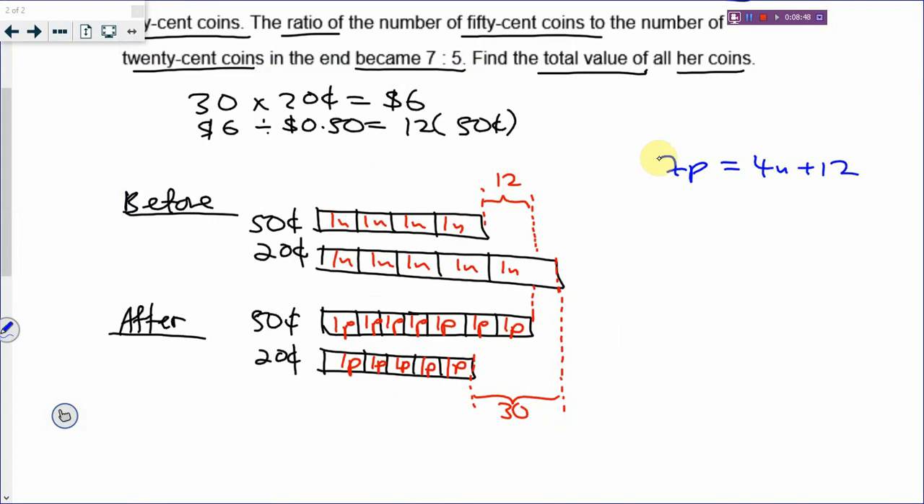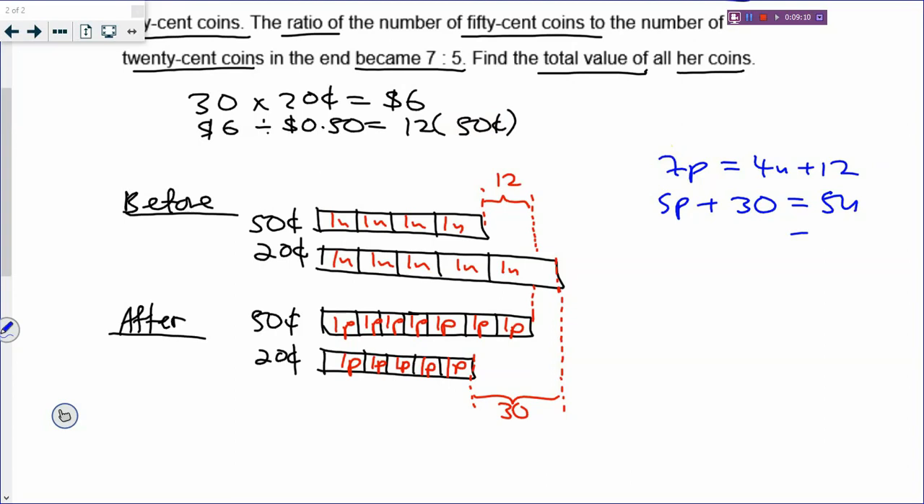The 20-cent coins, you can see that 5 parts plus 30 more will give you 5 units of 20-cent coins, alright? Okay, so that's what you do. Alright, then we have 2 statements already. So from these 2 statements, what can we do? Well, can we find 1 unit, right?